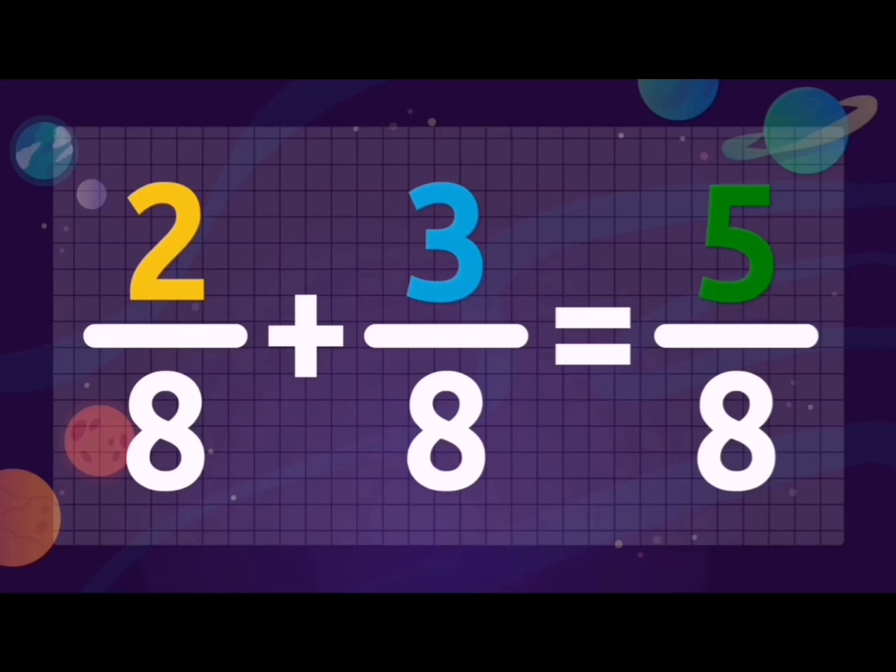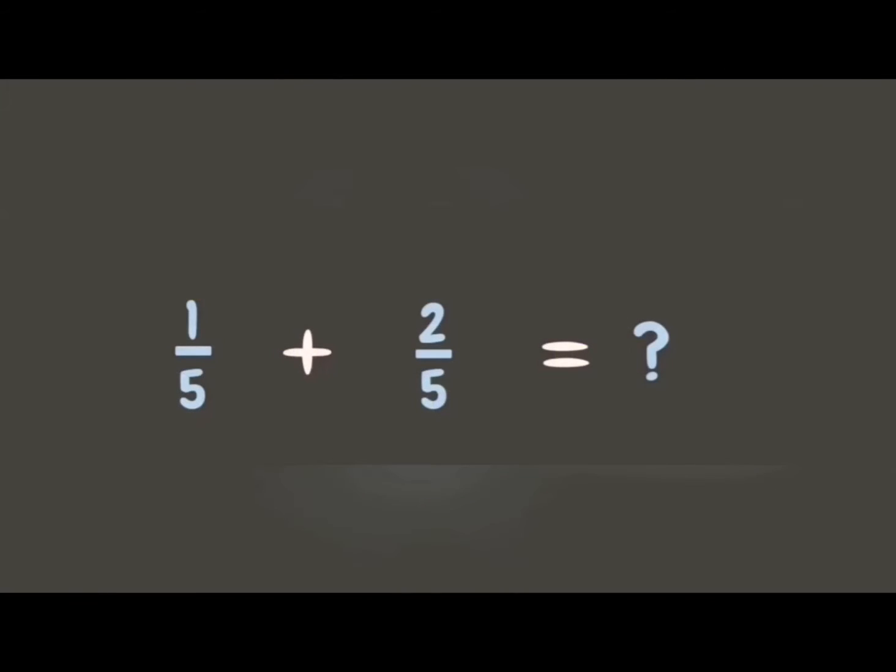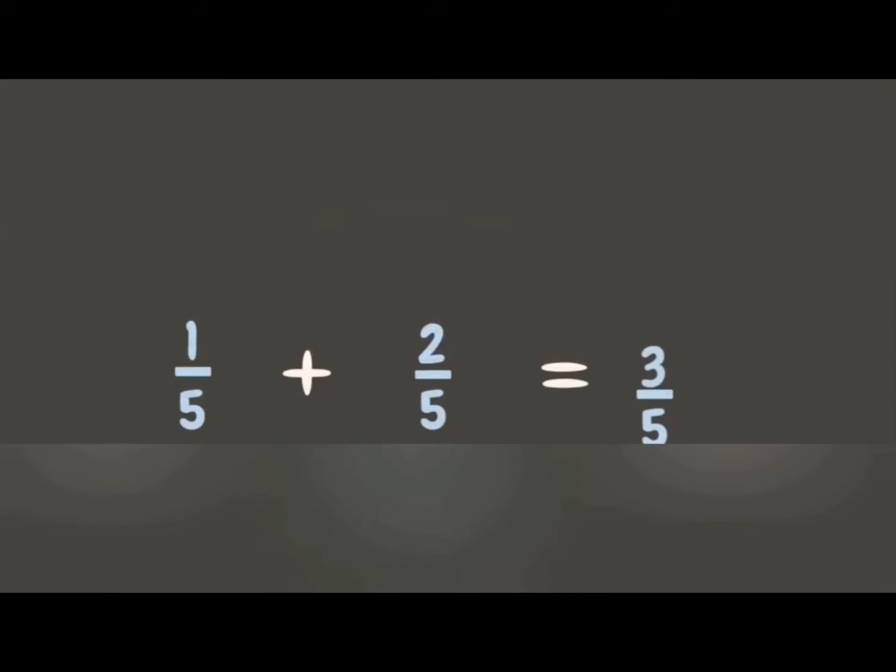So let's have another example. I have here 1 over 5, or 1/5, and 2 over 5, or 2/5. So we will only add the numerators and leave the denominator. So 1 plus 2 equals 3. The numerator is 3 and the denominator is just the same, 5. So the answer is 3 over 5, or 3/5.